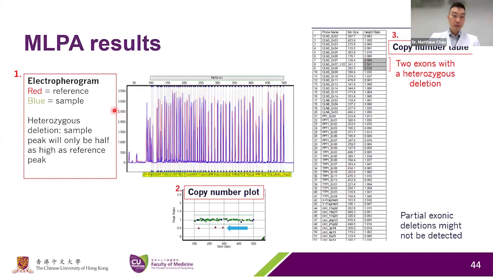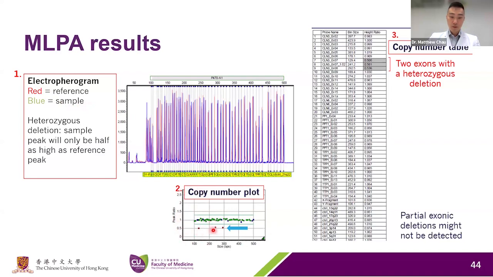So this is an example of MLPA results. Typically, there are three components. The first is the electropherogram. This is the gel capillary results of the different fragments going through from small to large. You can have the reference sample and the patient sample, and then you can compare which peaks are missing or decreased. So over here, you have the copy number plot.